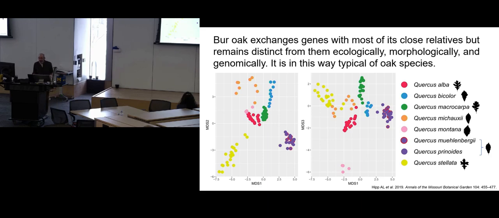other species of Eastern North America. It does exchange genes with them to a certain extent. That's a topic we'll talk about more in tomorrow's lecture at the Herbarium. So it is in this way a very typical oak species, ecologically, genomically, and morphologically distinct.